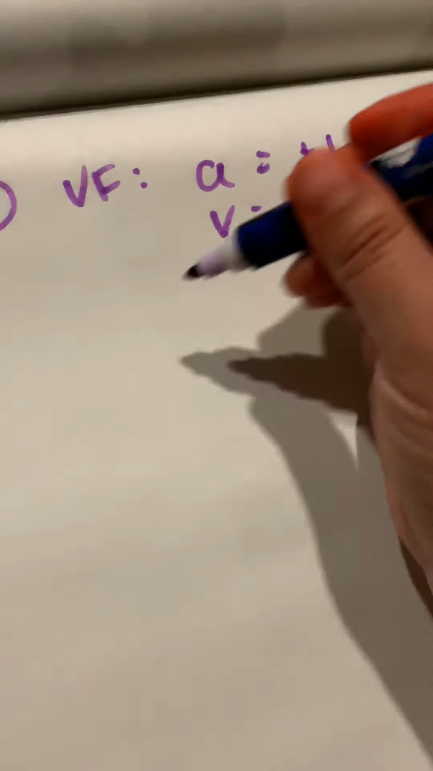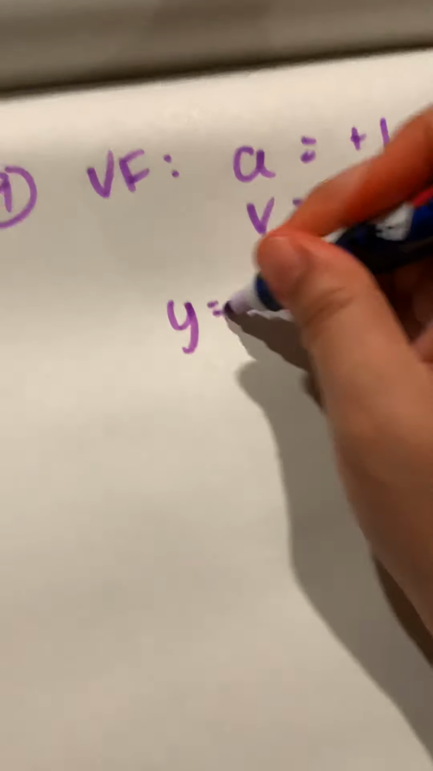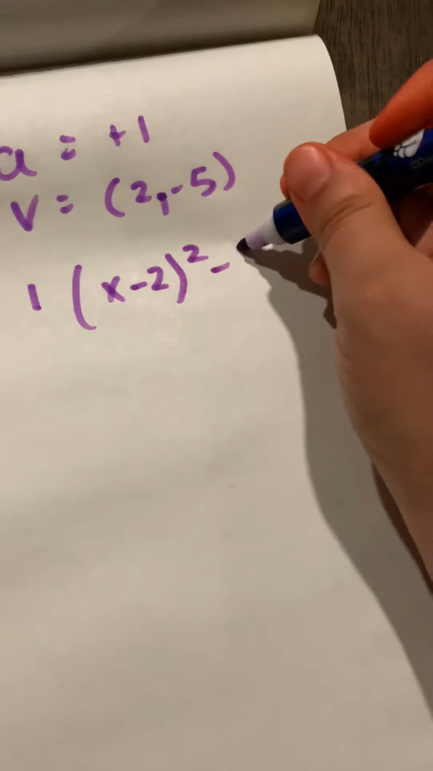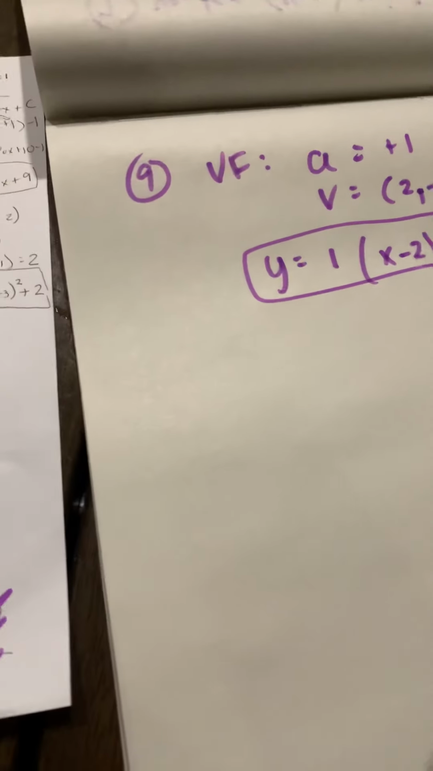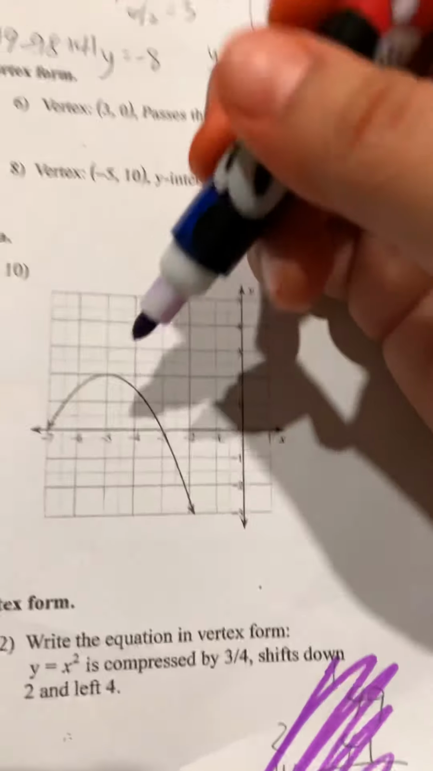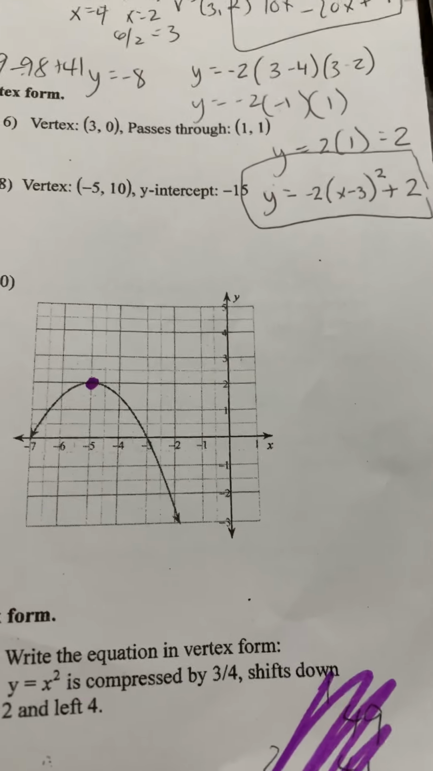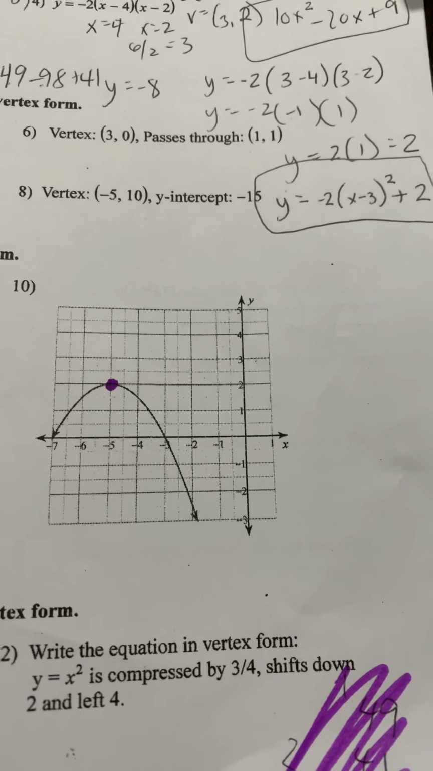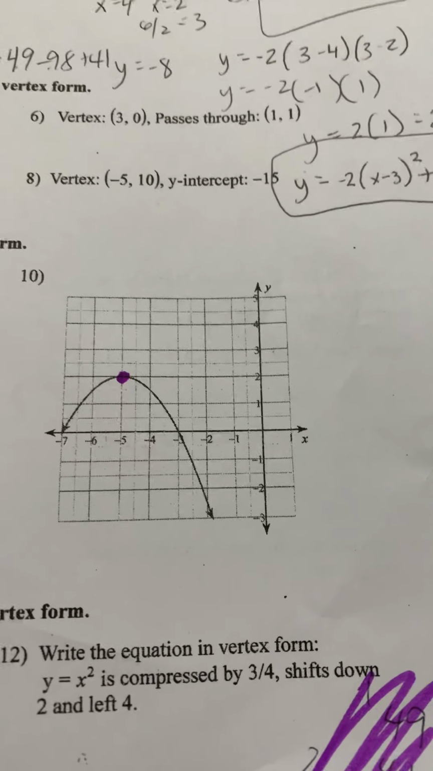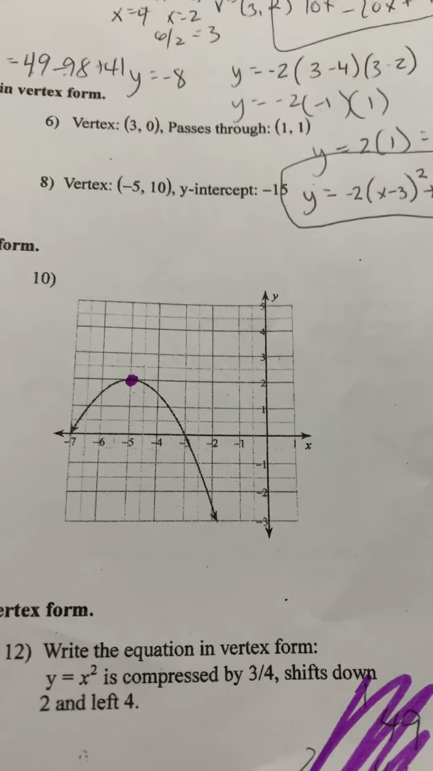And there you go. I have everything I need. So I'll write y equals 1 (x minus 2) squared minus 5. And that's the answer. Number 10. I'll go ahead and just do that one too, since these are pretty simple. There's the vertex. Remember, if we're writing in vertex form, we need A and we need the vertex. So the vertex I can see is -5, 2.